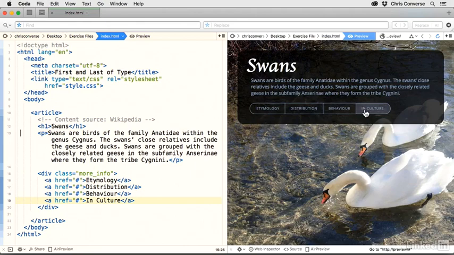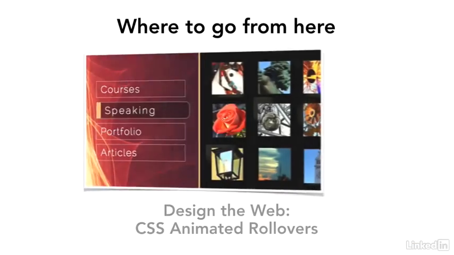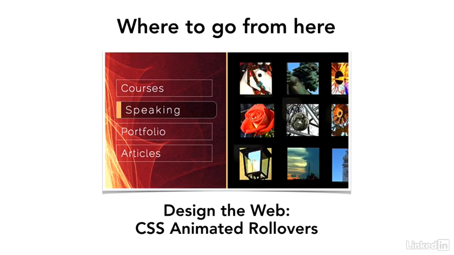So the first and last of type gives us a great way to style specific elements within a group without adding additional HTML markup to your web page. Now, if you'd like to expand on these link styles, maybe add a nice rollover effect, check out our course on creating CSS animated rollovers here in the library.